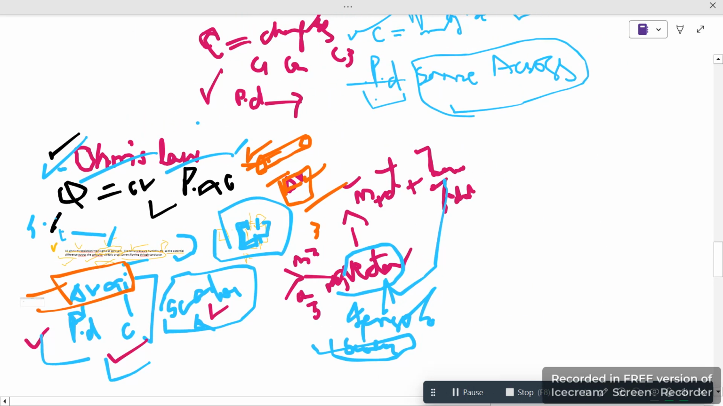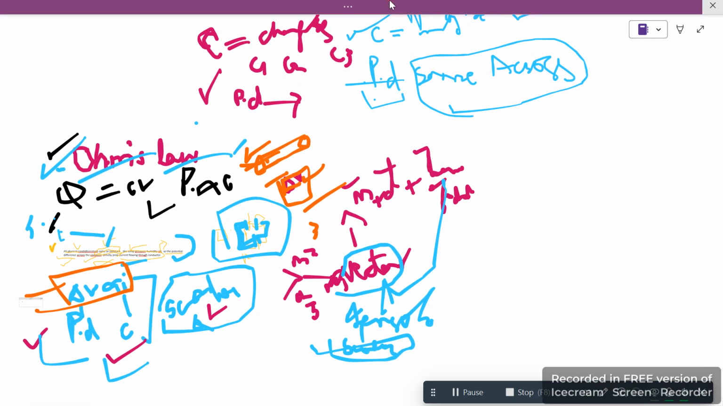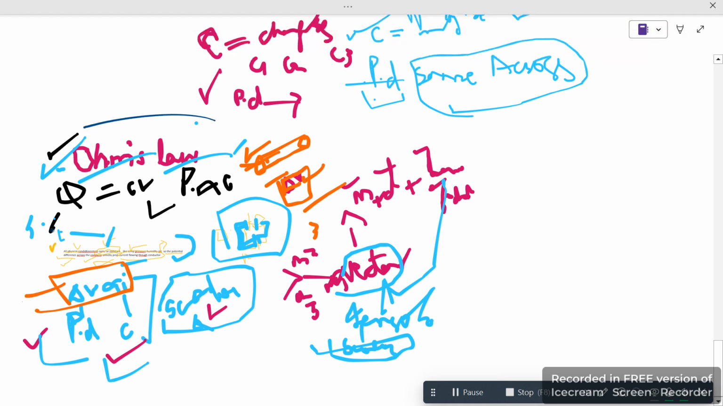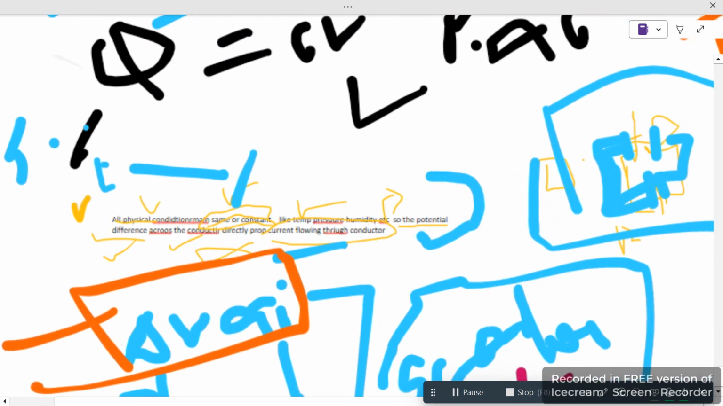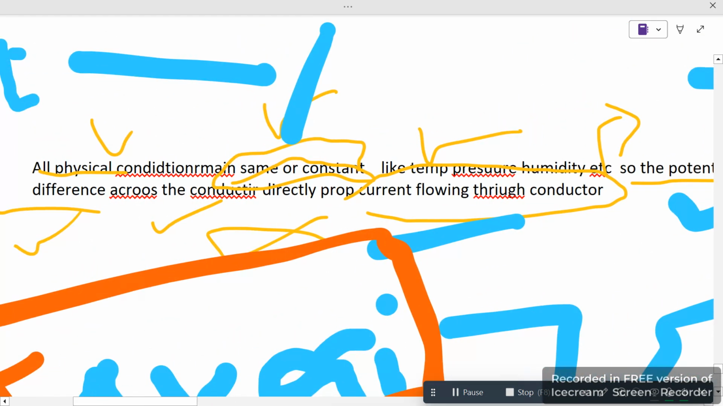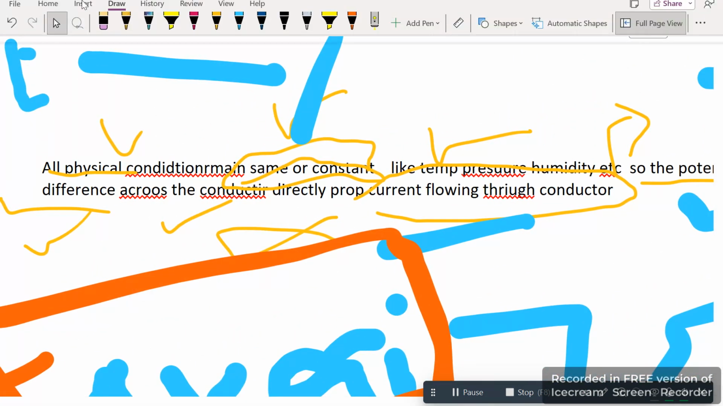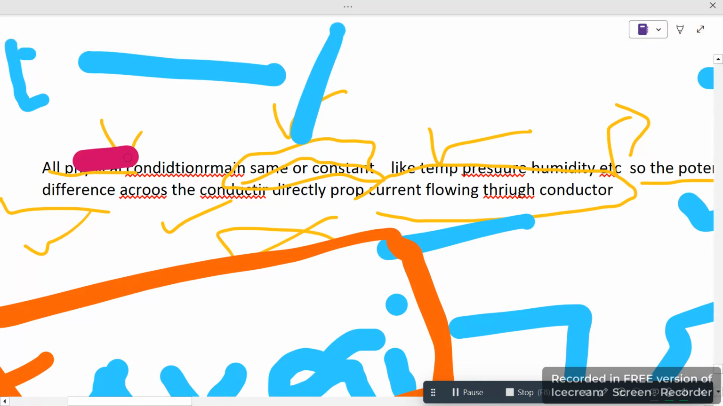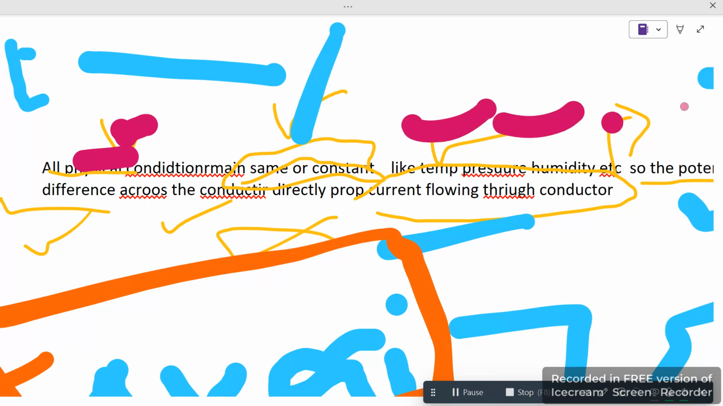Okay, so we were discussing Ohm's law. What was Ohm's law? Ohm's law holds when all physical quantities remain the same, meaning there should be no change in physical conditions. Those conditions could be temperature, pressure, humidity, or many others.